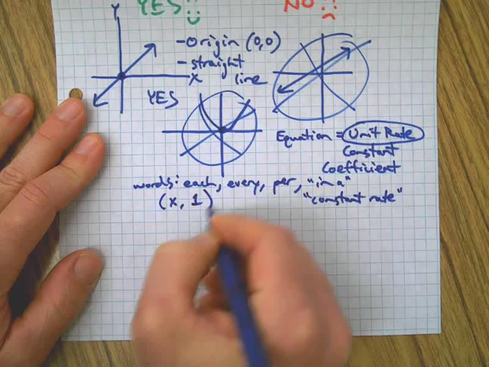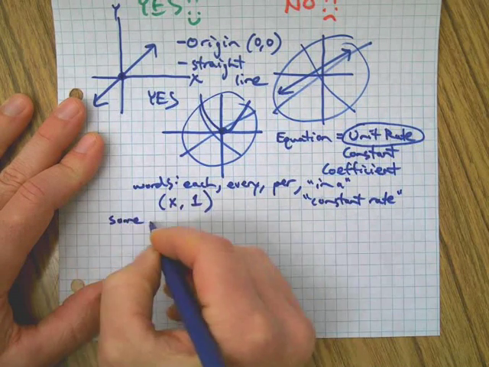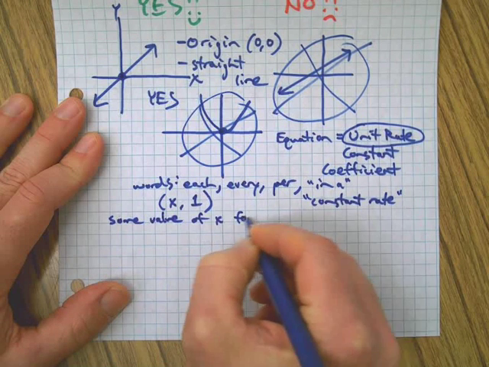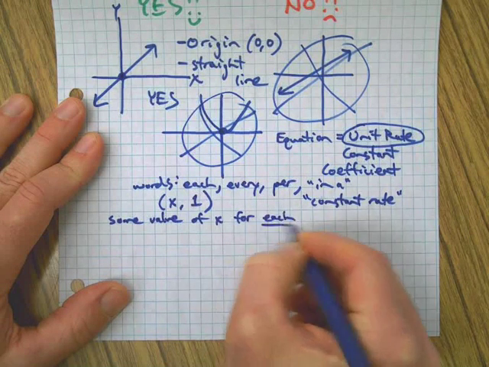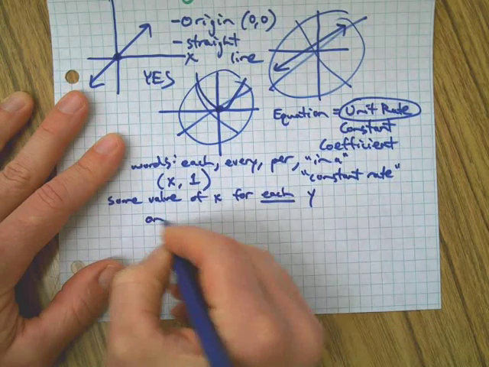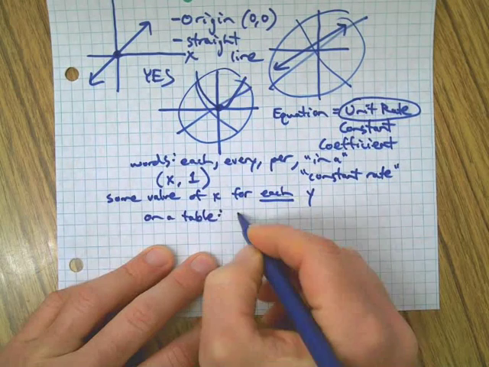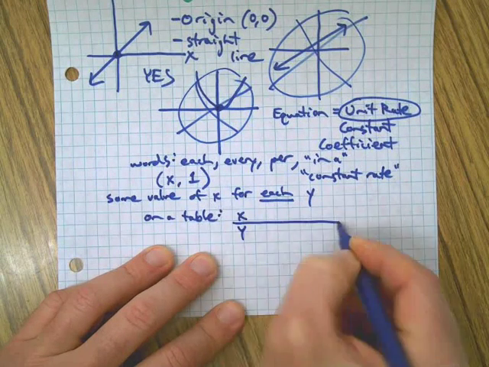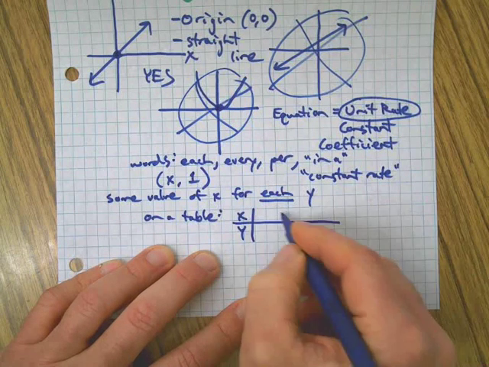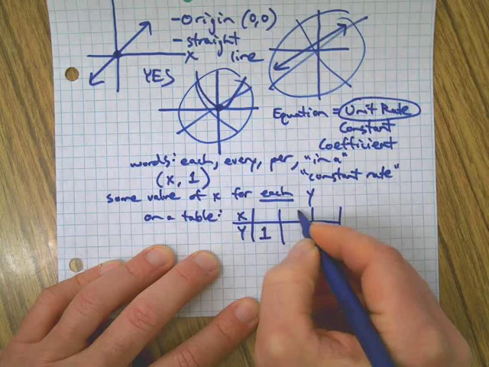The ordered pair is going to look like that. It means some value for x for each y. There's that word each. Okay? On a table, if we're looking at an XY table, remember, we're just talking about unit rate right now. In case this seems a little scattered, well, it's not. We're talking about unit rate.